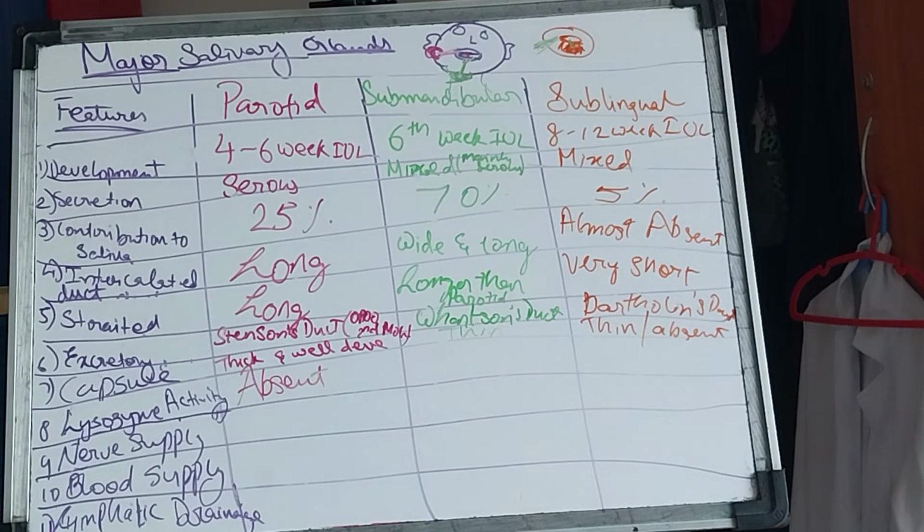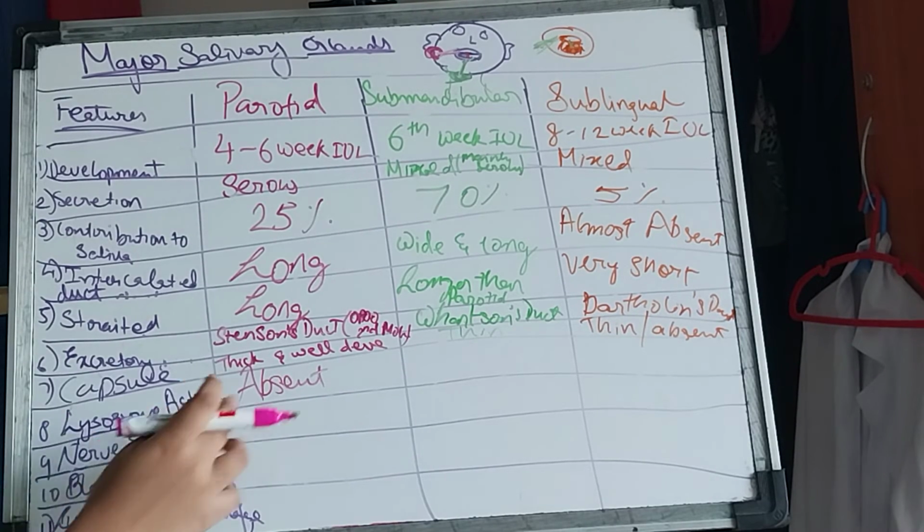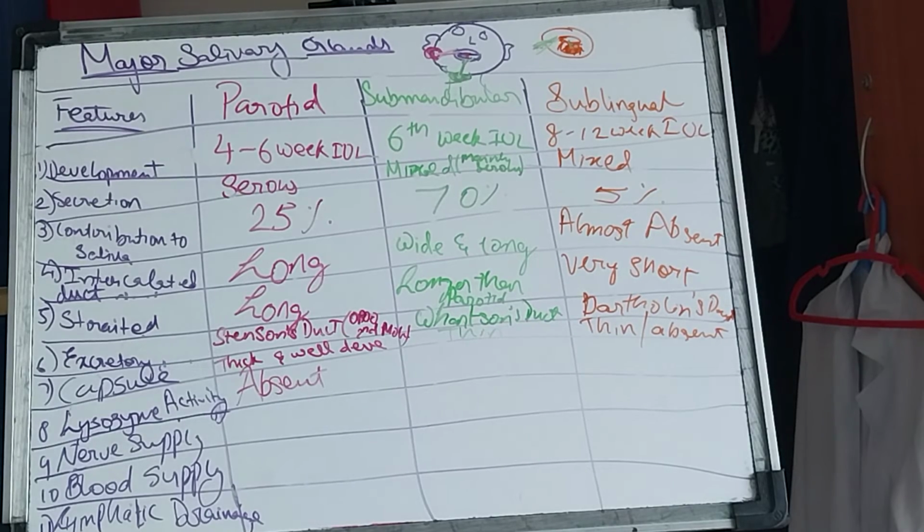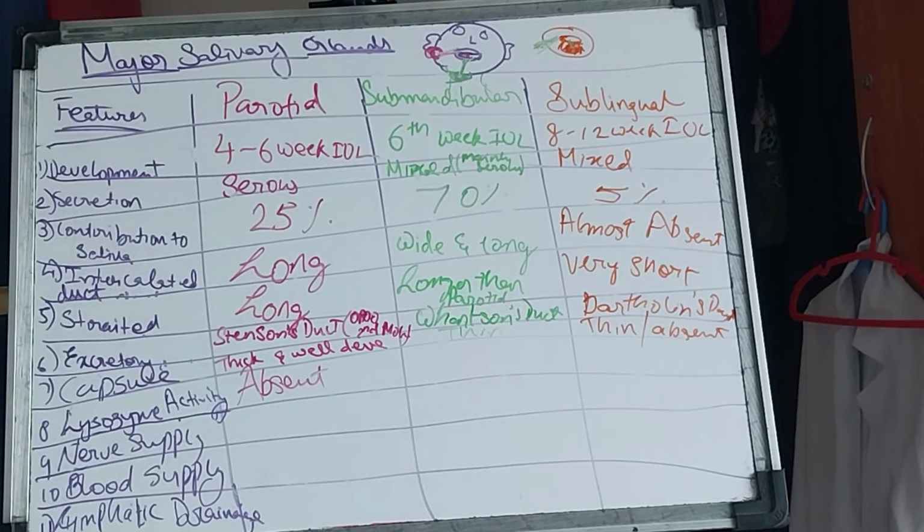But did you know the ptyalin? I think I told you in the previous video. What is ptyalin? It is salivary amylase, which helps in the digestion of starch, the breakdown of starch. The quantity of ptyalin is present most in the parotid gland secretion. But the lysozyme activity, okay, it's absent here. The parotid gland secretes ptyalin the most, then the submandibular, and then the sublingual has the least secretion of ptyalin.